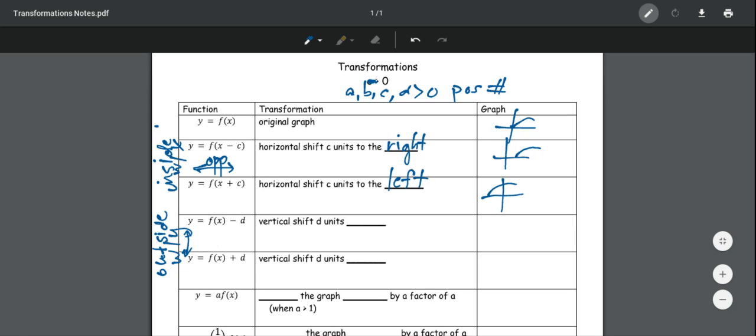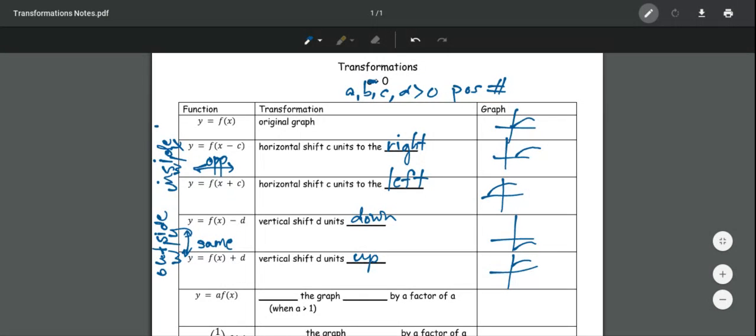And because they're in the y direction, it's the same on the outside. So negative in the y direction is down, and positive in the y direction is up. And so if we were looking at this graph, this would go down, and this one would go up, okay?